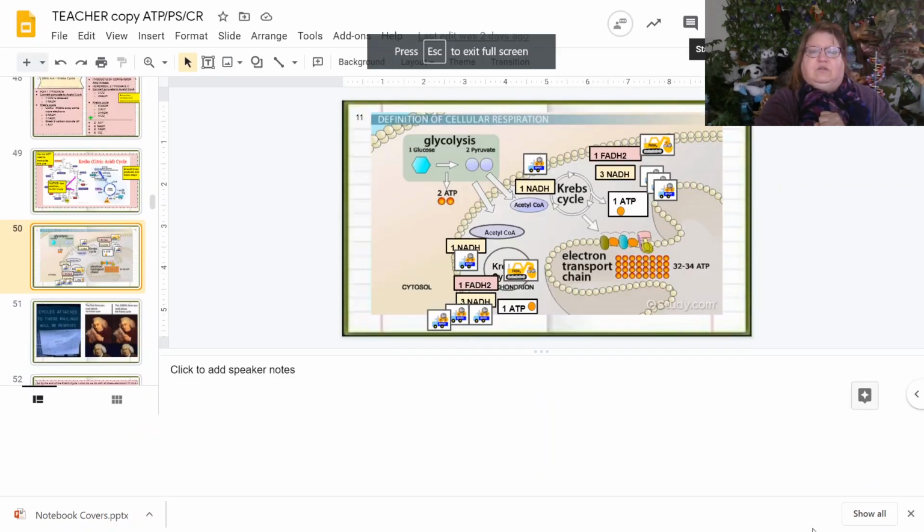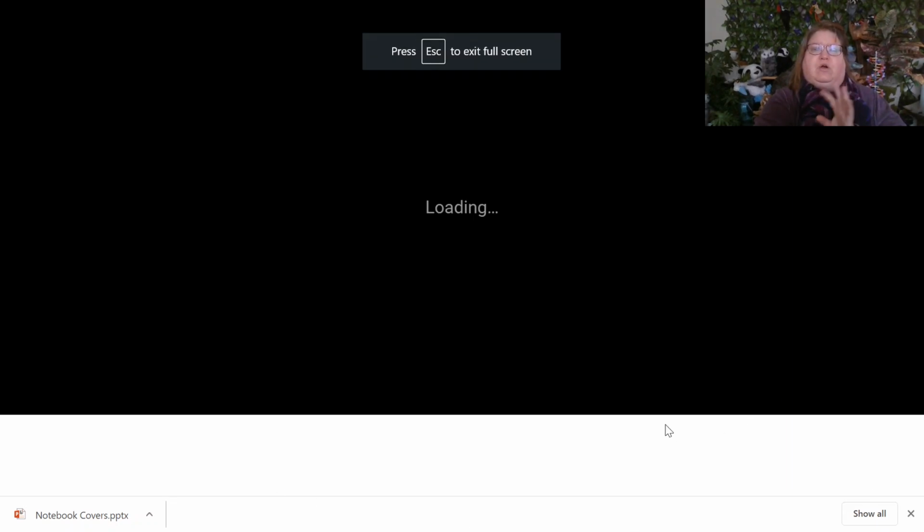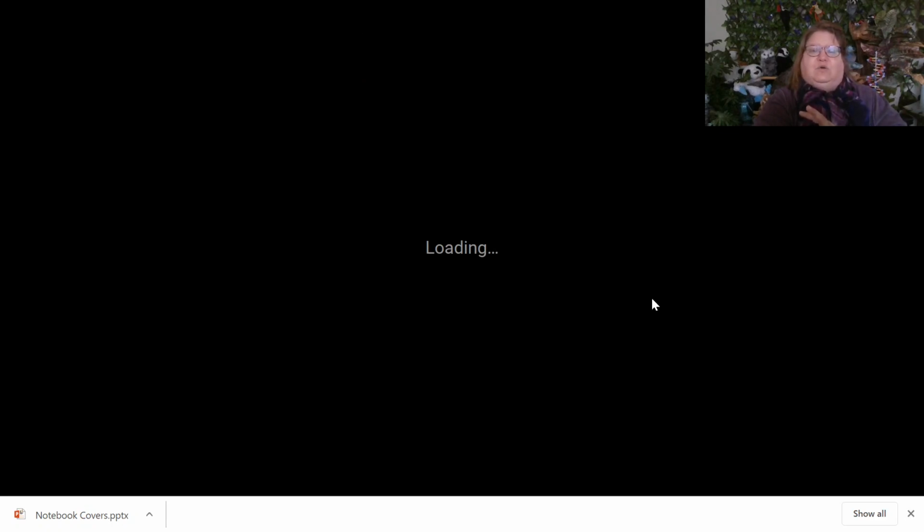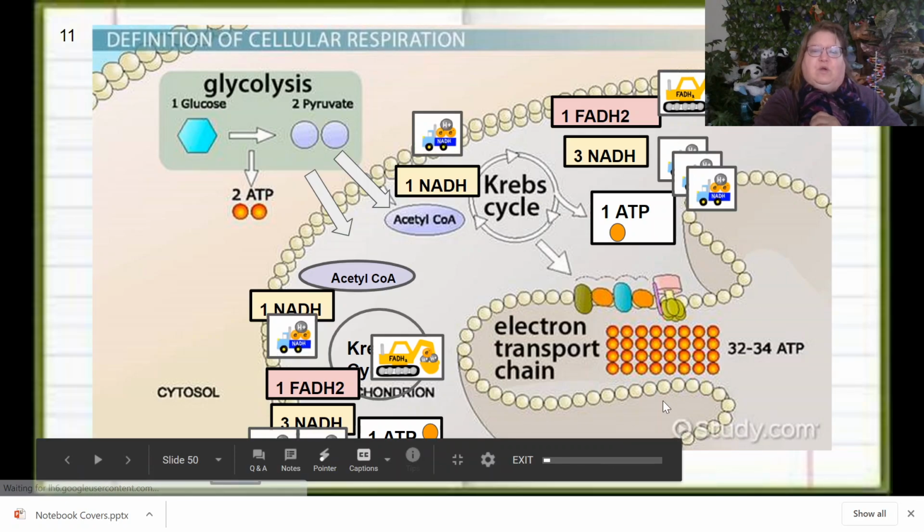And so here's our little picture where we are now. Here's our glycolysis in our cytoplasm, making 2 ATP. And then the pyruvate, there's 2 of them, remember. Our pyruvate is going to go into the mitochondria.